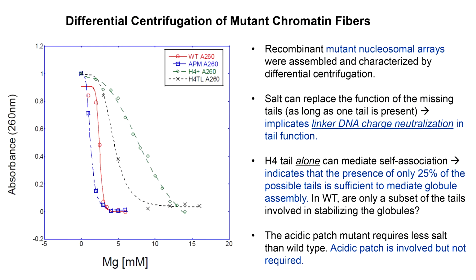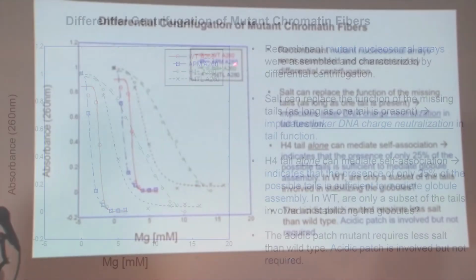So the last data slide here shows what we've been doing recently with mutant chromatin fibers. We've been making these model systems with histones that lack specific tails. This just shows you a differential centrifugation assay, essentially a pelleting assay. It's our first approach to understanding what's going on whenever we do something new, before we get into the other techniques that I showed you.